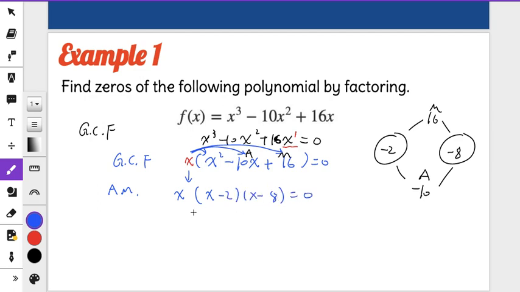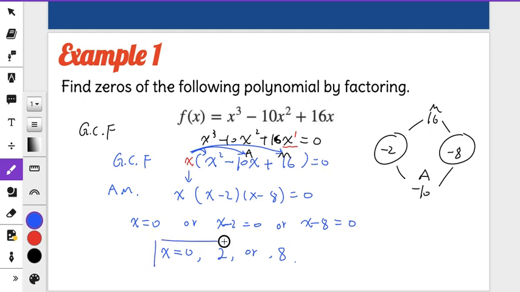So now I have 3 terms, 1, 2, 3, and 3 parts multiplied to get 0, so the zero product property is telling us each part can be 0. So this one can be 0, or x minus 2 can be 0, or x minus 8 can be 0, which means we're going to look at the 3 solutions: x equal to 0, x equal to 2, or x equal to 8. So that will be all the 3 solutions here for this situation.